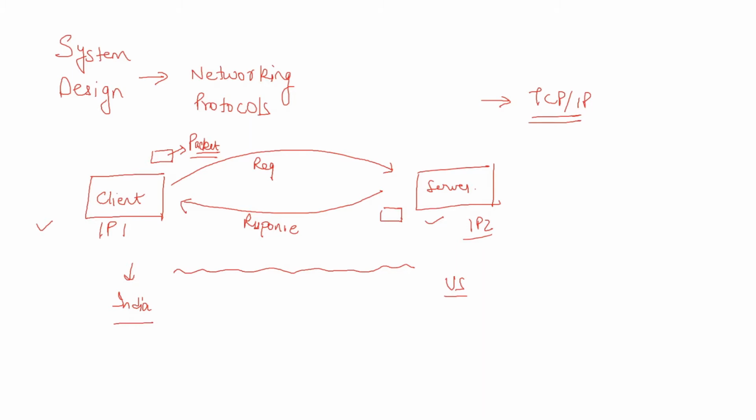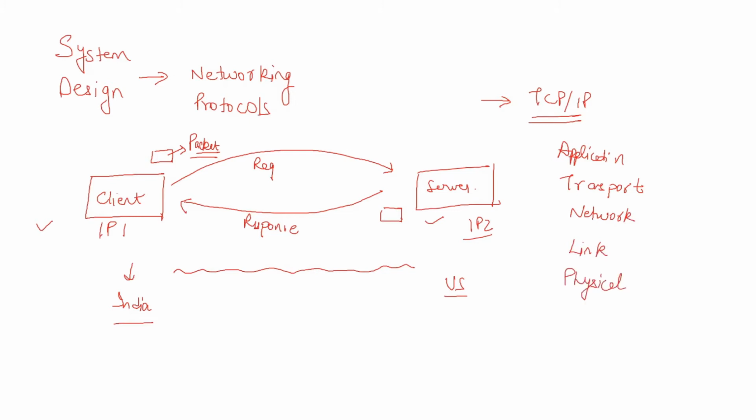In the TCP/IP stack, we have multiple layers, right? So what are these layers? The first layer is the application layer. The second layer is the transport layer. The third layer is the network layer. The fourth layer is the link layer. And the last one is the physical layer.